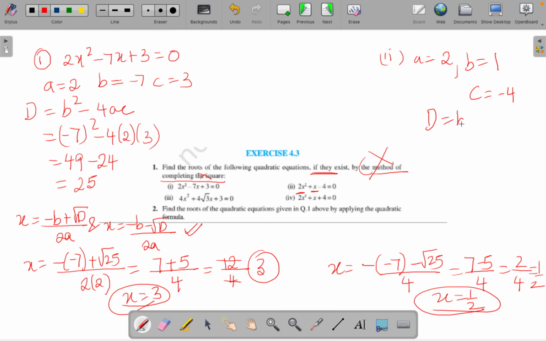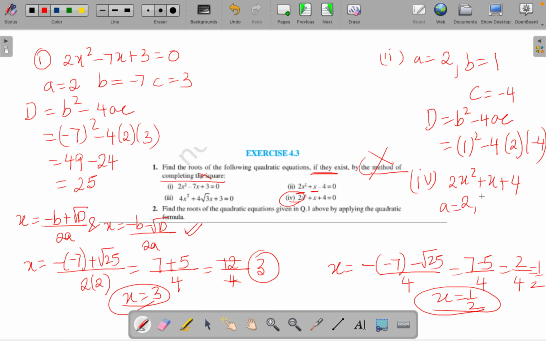So D will be again B square minus 4AC. So in this case, it is understood that D will come out to be positive, because negative into negative will give you a positive sign. Let's talk about this part children. Fourth part. So 2x square plus x plus 4. So A is 2, B is 1 and C is 4. Let's find out D. B square minus 4AC, which is 1 square minus 4 into 2 into 4.